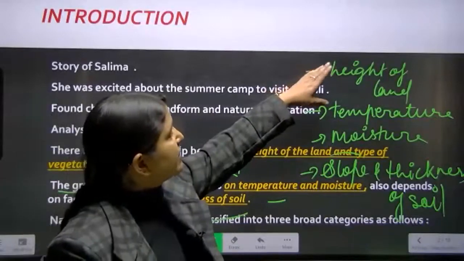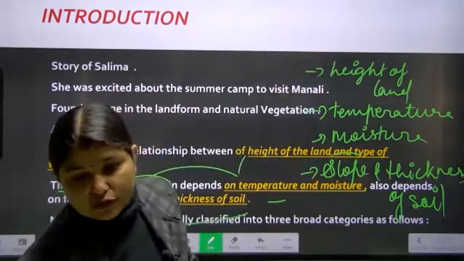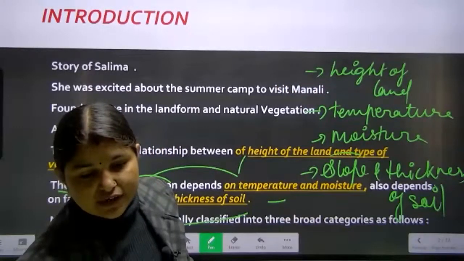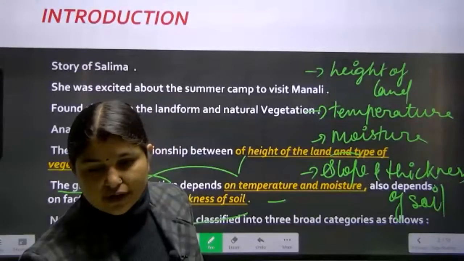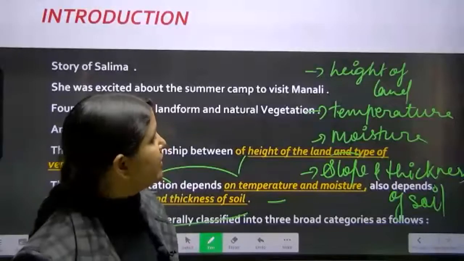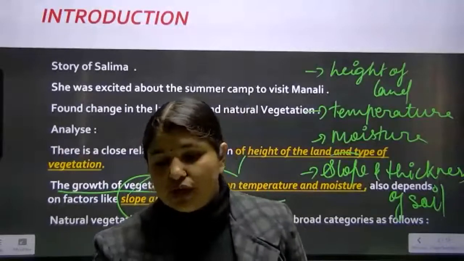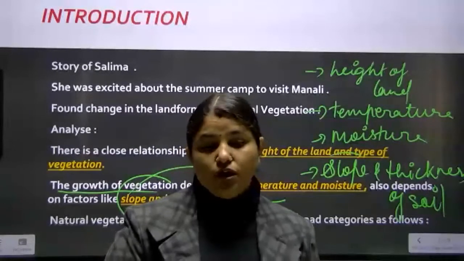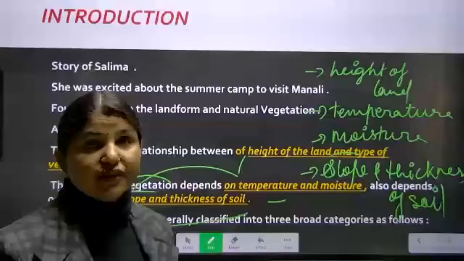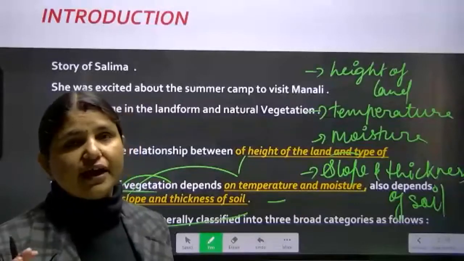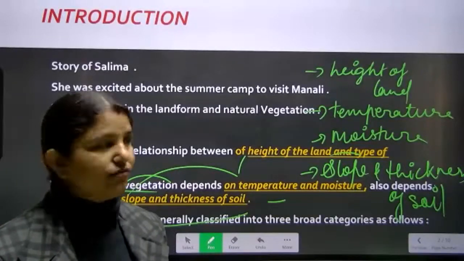Height of the land means that as per the height of a particular place, we can see what type of different vegetation we find there. Next is temperature. Where we find low temperature, at higher altitudes like Jammu, Kashmir, Himachal Pradesh and so on, there we find different vegetation. And in high temperature areas, like Rajasthan and nearby Gujarat and so on, there we find a different type of vegetation.